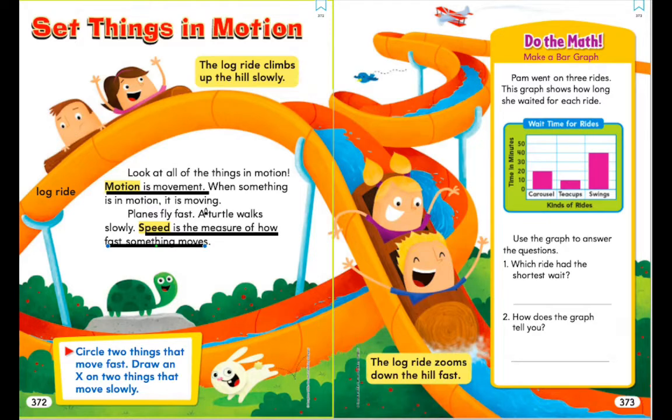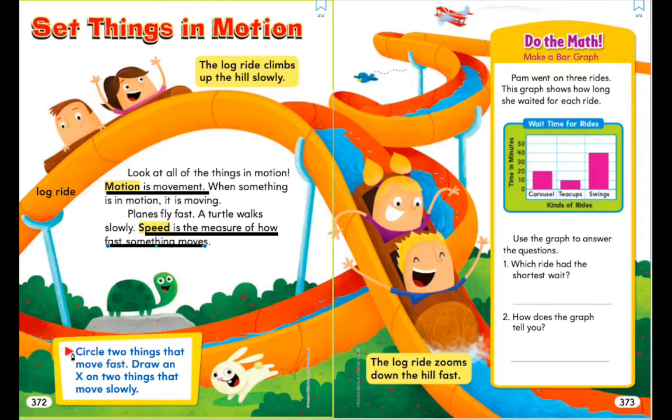When you walk from one place to another, you are in motion because you are moving. And what is speed? Speed is a measure of how fast something moves. For example, planes fly really fast. But does a turtle walk as fast as planes? No. So speed is a measure of how fast something moves.